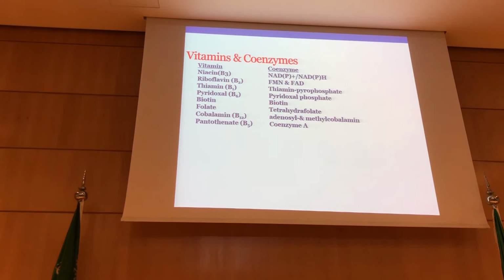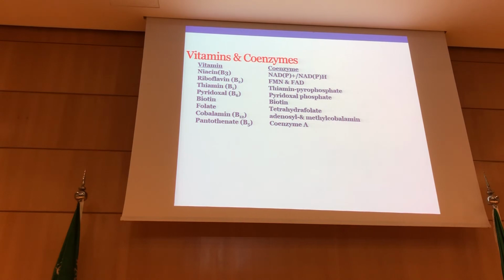Biotin is the coenzyme itself, biotin. It plays a role in carboxylation reactions. B12 or cobalamin, the coenzyme is adenosylcobalamin. And the last one, vitamin B5 or pantothenic acid, the coenzyme is called coenzyme A, and it's the one that is involved in the formation of acetyl-CoA from pyruvate. You have studied the reaction before.